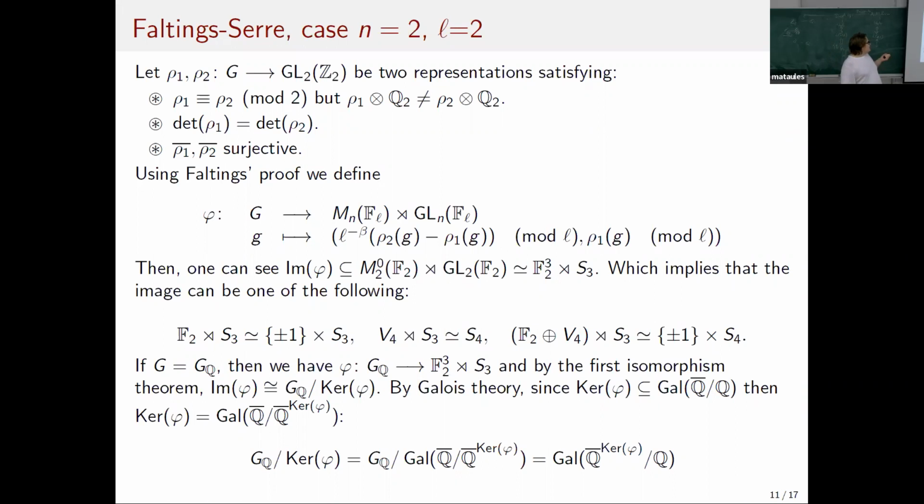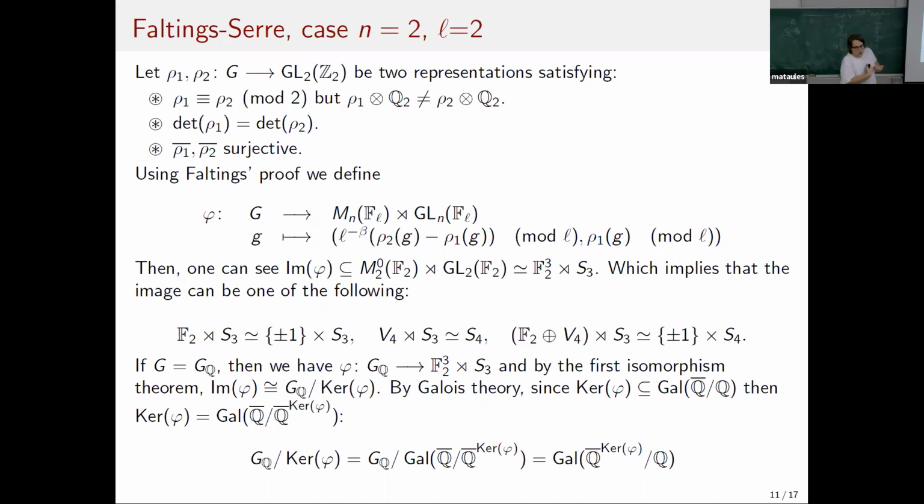Okay. So it's easy to prove that the image is actually, the first one is the trace of matrices, and the second one, since we ask this condition to be surjective, is going to have full image. So actually, the image is split into this F2 cubed, this symmetric product of F2 cubed, times S3. And the possible subgroups are just F2 times S3, or S4, or F2 times S4. So these are all the possible images of this map.